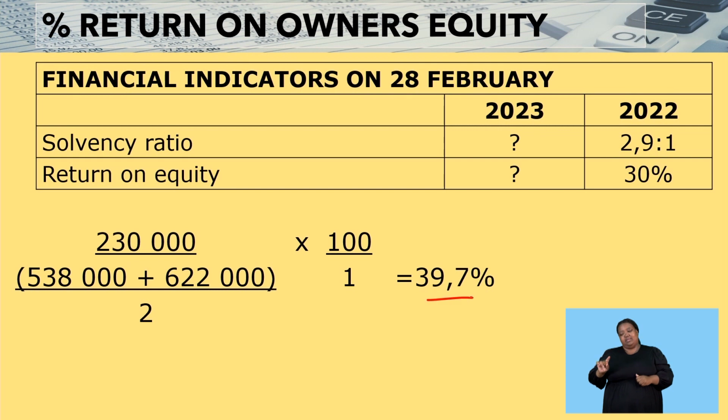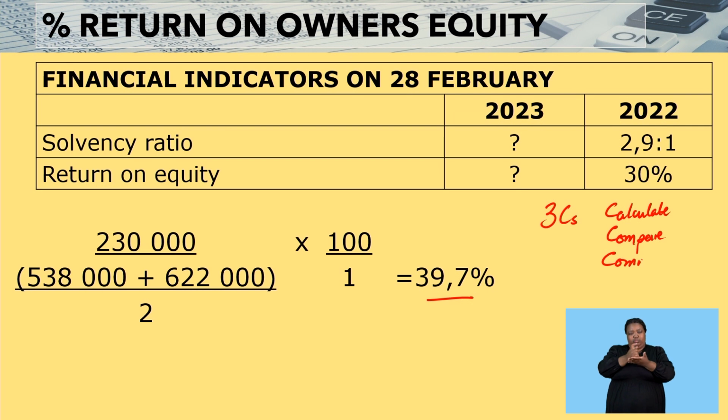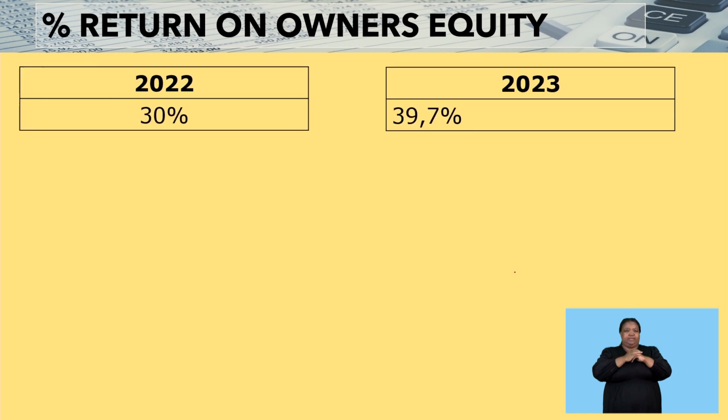Now, it is very, very important, dear learners, that once you have calculated your percentage return, which is your 39.7%, you should remember the 3 C's that I spoke about. That is, we calculate, we compare, and we comment. So we have calculated, there it is. Now, we need to compare. Let us see if we can compare.